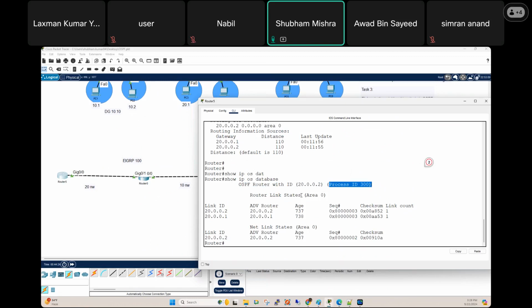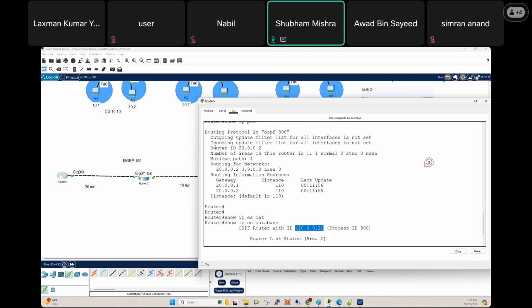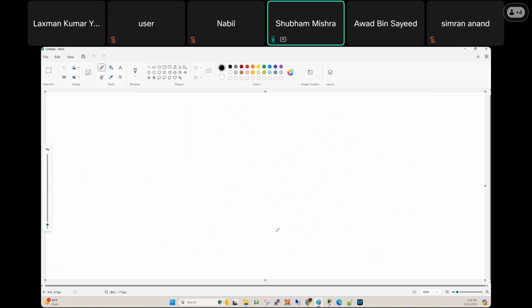Fine. Now, the very, very important thing. What is this? This is IP format. This is the router ID, guys. This is what? Router ID. Now, what is the conclusion here? So please remember one line.